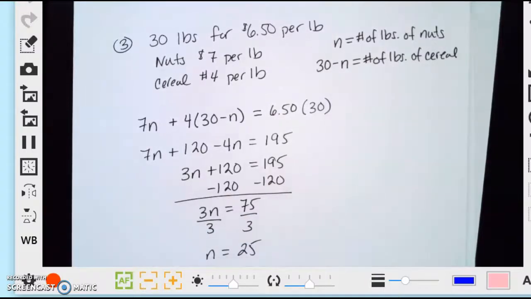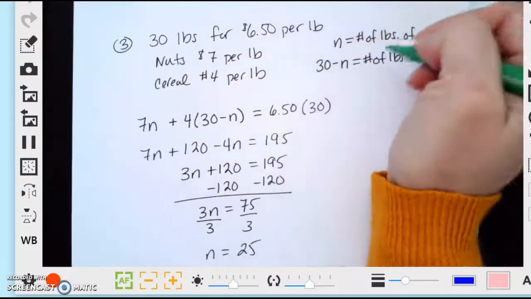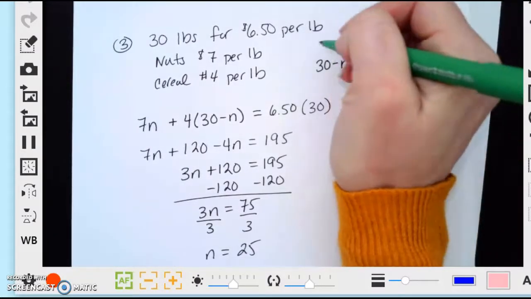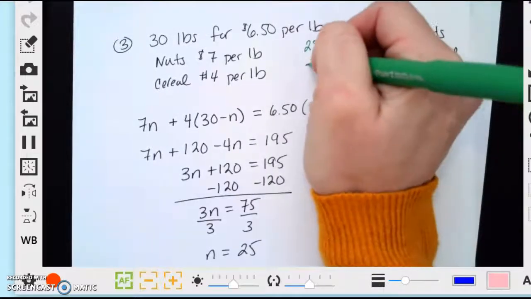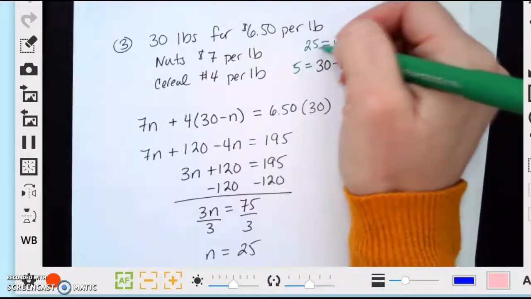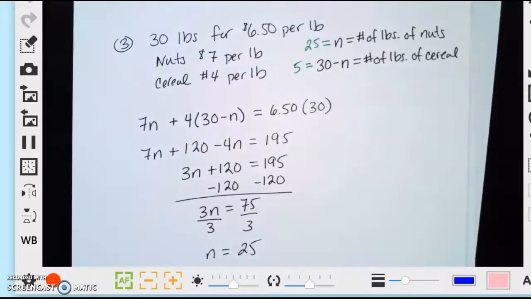So that means that there were 25 pounds of nuts and, not 30 pounds, 30 minus 25 pounds of cereal. So 25 pounds is equal to n. 30 minus 25 gives me 5. So 25 pounds of nuts, 5 pounds of cereal, and that would be enough for the mix for what he is expecting.